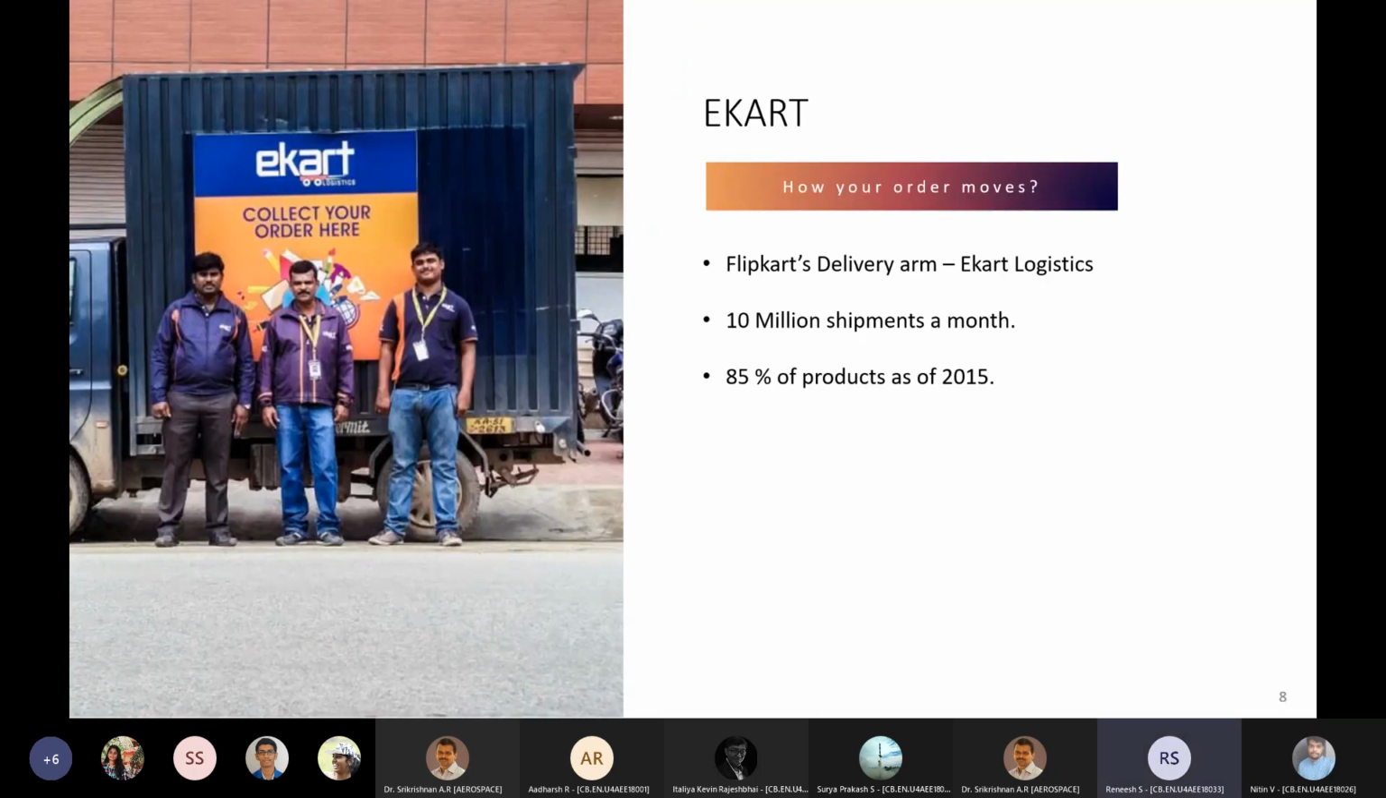eCart Logistics was actually a separate startup, and it was taken over by Flipkart since it had an innovative delivery process. eCart actually ships 10 million shipments per month, and as of 2015, 85% of Flipkart's total orders were delivered by eCart. Next slide.